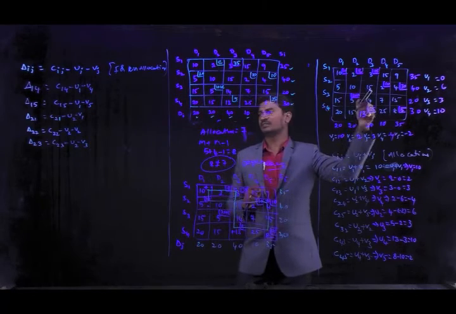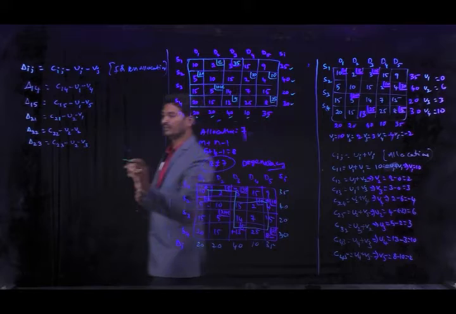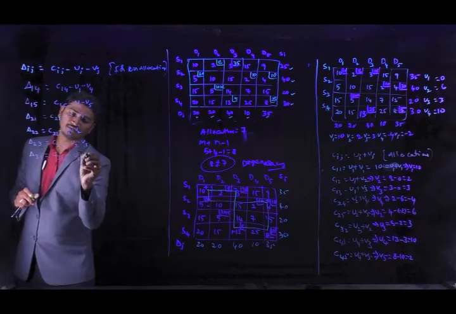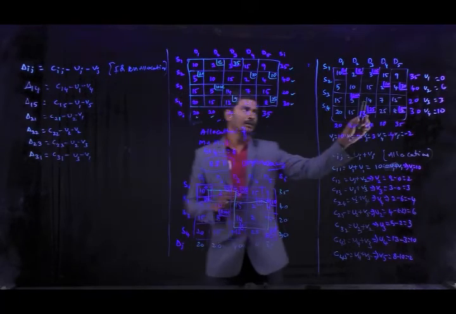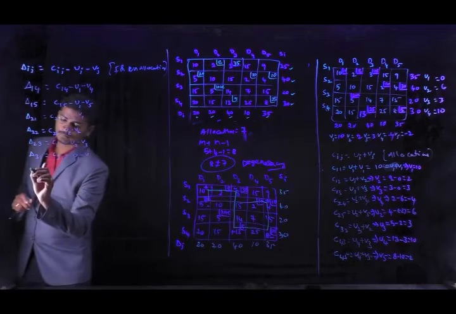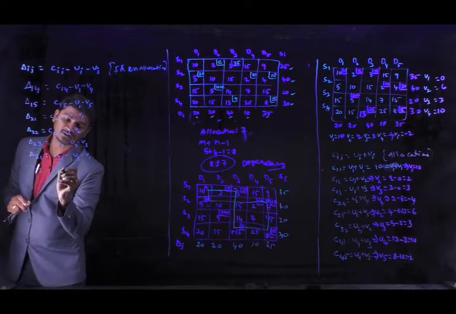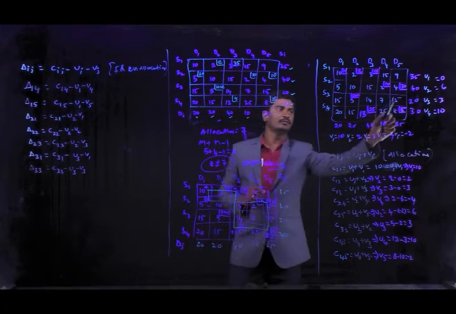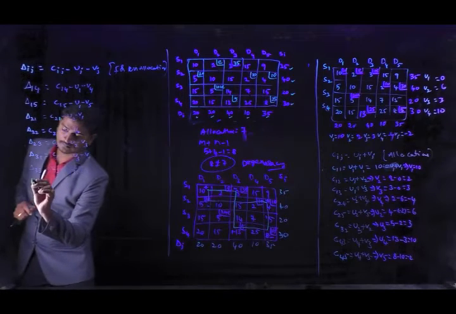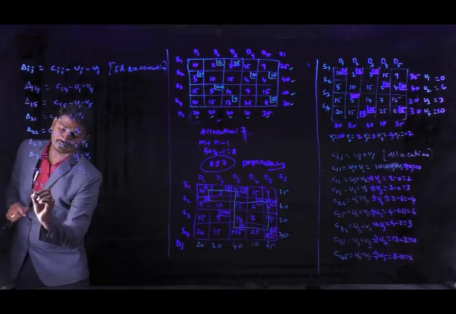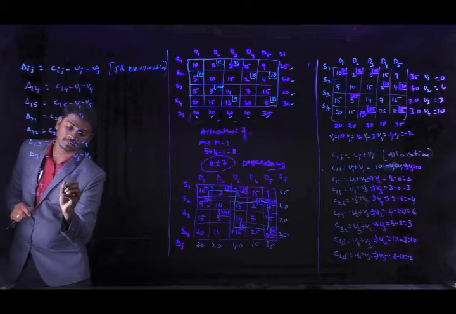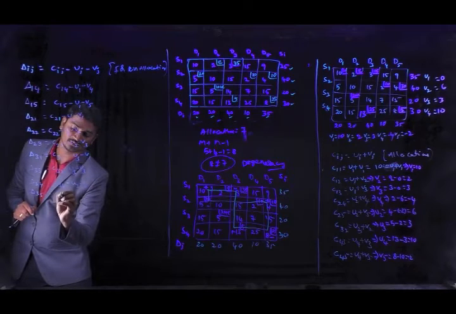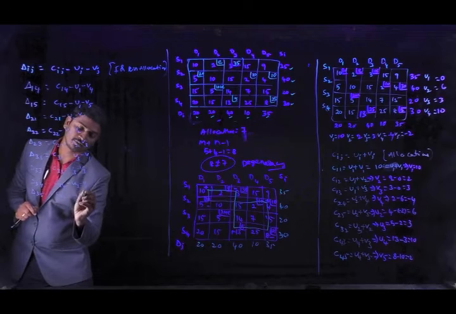Next, these are over. Next, coming to S3 D1, delta 31 is equal to C31 minus U3 minus V1. Next, here we have S3 D3, C33 minus U3 minus V3. Next, S3 D4 and S3 D5 are there. It means C34 minus U3 minus V4. Here C35 minus U3 minus V5.